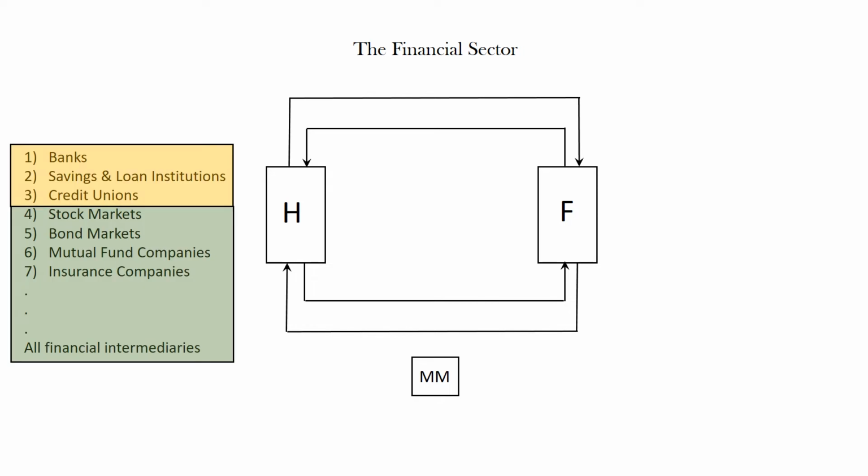But there are non-depository institutions as well. These institutions provide brokerage services for people who want to buy stocks and bonds on secondary markets. Stock and bond markets, like the New York Stock Exchange, are secondary markets, markets where previously owned assets are bought and sold. The used car market, for example, is a secondary market.